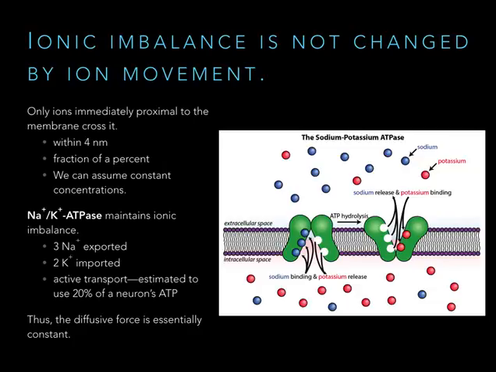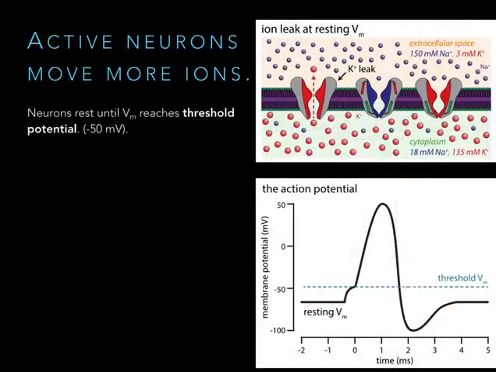This is going to use about 20% of the neuron's entire ATP. Okay, so when the neuron is generating all of its ATP in its mitochondria, 20% of that's going to go to this protein alone to help maintain the ionic imbalance needed to fire action potentials. Now, because of the very small fraction of the neuron that actually has ionic movements and the sodium-potassium ATPase, the diffusive force is constant. Okay? The only force that changes is the electromotive force. That's the only thing that's going to change on these ions. And it's going to change depending on the ion channel, depending on the membrane potential.